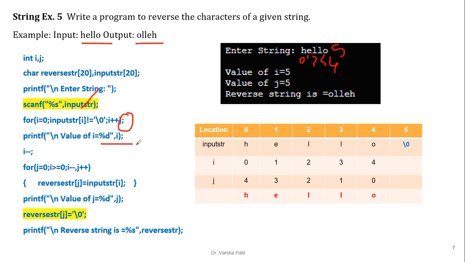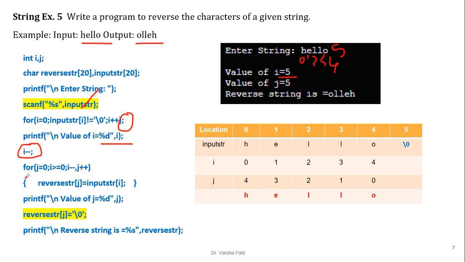Now see, when we print the value of I, it is again 5. Then when we want to print the reverse string, the location is what? 4, that is 0, 1, 2, 3, 4. So that's why I did I minus minus. So there is no need to remember the program, but every statement you have to understand, what is actually going on in the program.